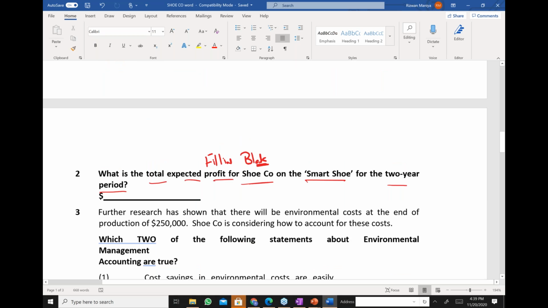But if in the paper it was required to use nearest thousands or nearest millions, then you would have to round it off. Right now I'll be writing full numbers. Okay, so I hope this is clear.